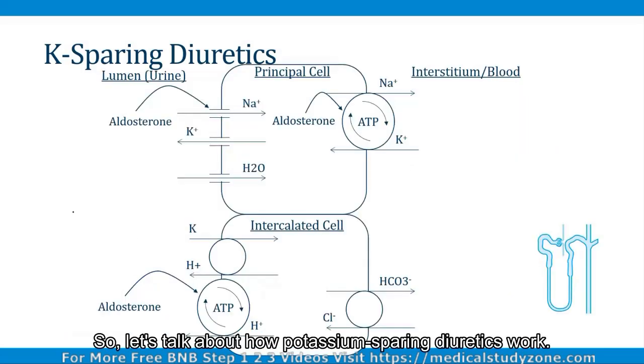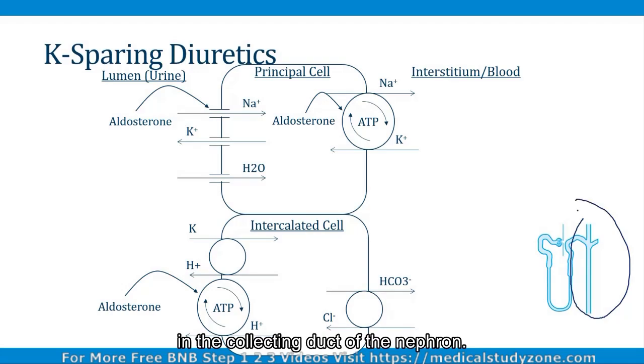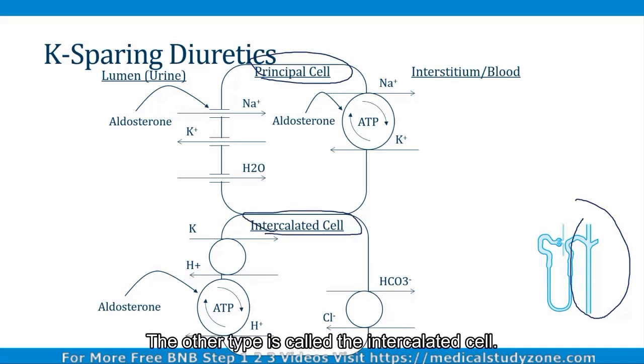So let's talk about how potassium-sparing diuretics work. These drugs act on cells in the collecting duct of the nephron. And in the collecting duct, there are two important types of cells. One type is called the principal cell. The other type is called the intercalated cell.